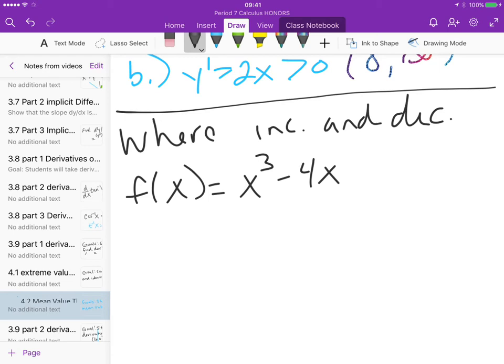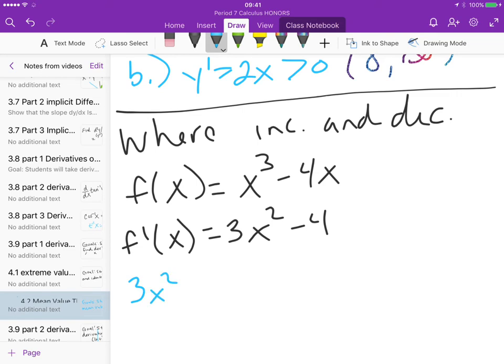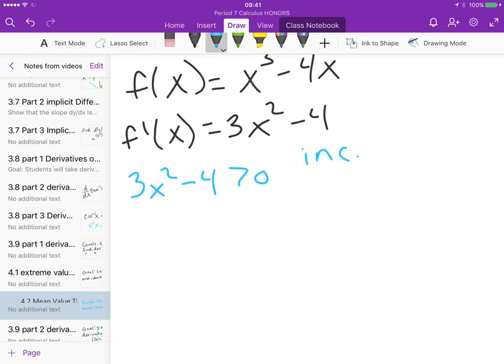Well, of course, we can look at it graphically. Let's say graphically is not an option for us in this particular case. That means we need to know where the derivative is greater than 0 and where the derivative is less than 0. Because f prime of x in this case is 3x squared minus 4, and if this is greater than 0, that means we're going to see an increasing part of the graph. So let's find out what that x value is.